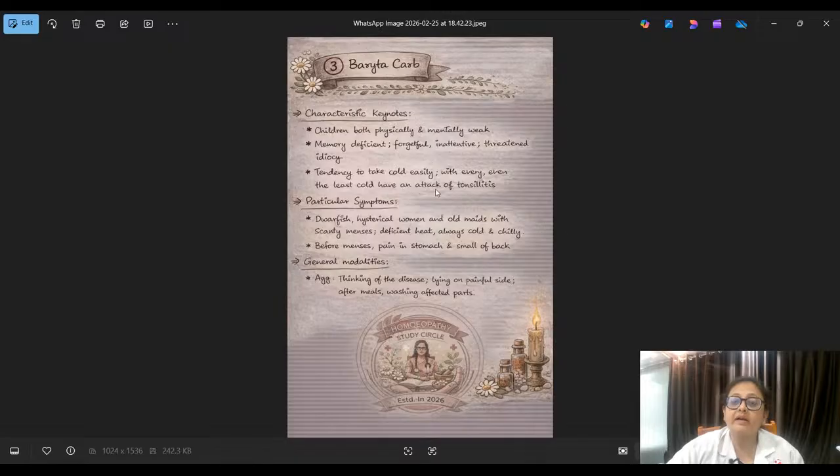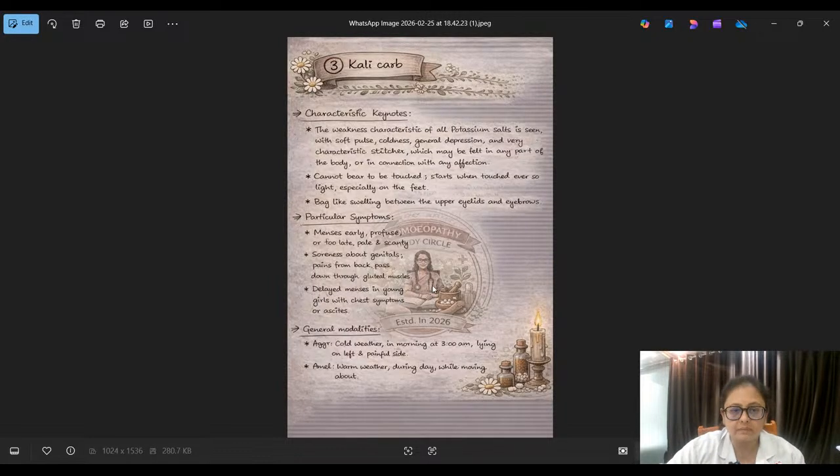The least cold gives an attack of tonsillitis. Before menses, pain in stomach and small of back. Of course, Baryta carb patient is thirsty and chilly. Here I have forgotten to write. Of course, Baryta carb patient is thirsty and chilly. General: bronchitis. Aggravation: thinking of disease, lying on painful side, after meals, washing affected parts. Amelioration: warmth in general. Okay, next, Kali carb.